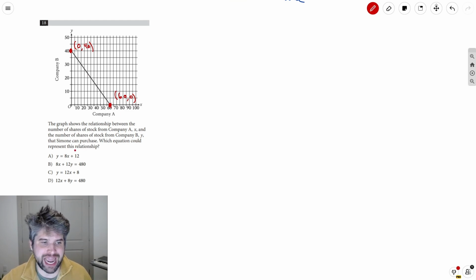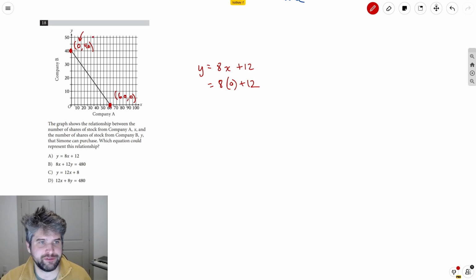Our equation for A is y equals 8x plus 12. Let's try this first point. We're setting x to be 0, so 8 times 0 plus 12 on the right-hand side. We're setting y to be 40, so 40 on the left-hand side. We have to test and see, is this equal? So we're going to put a question mark over the equal sign.